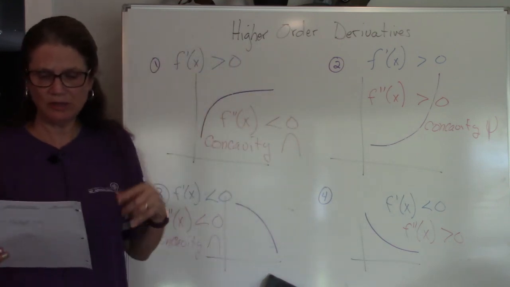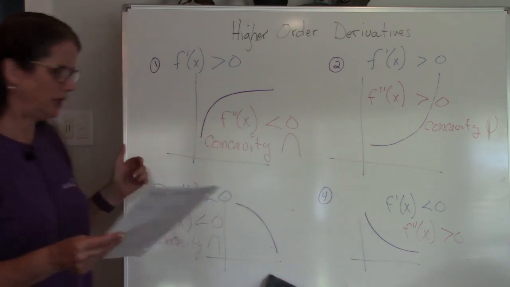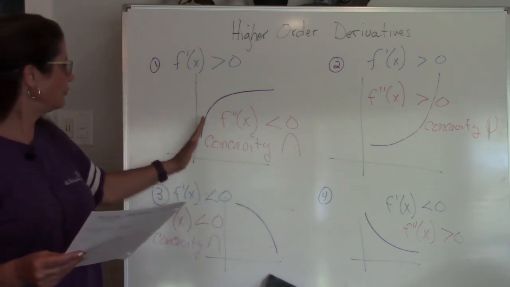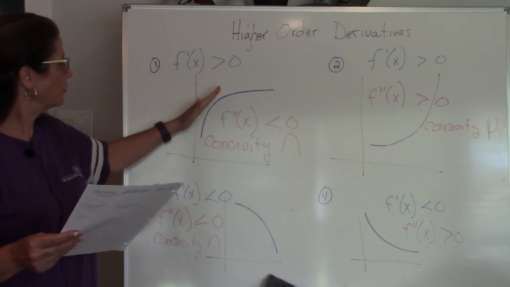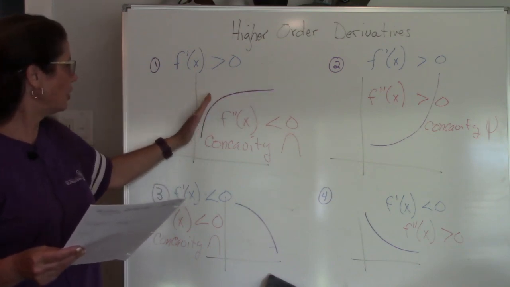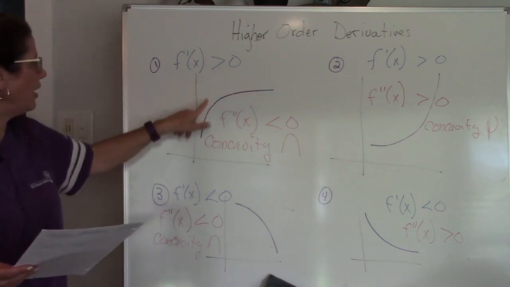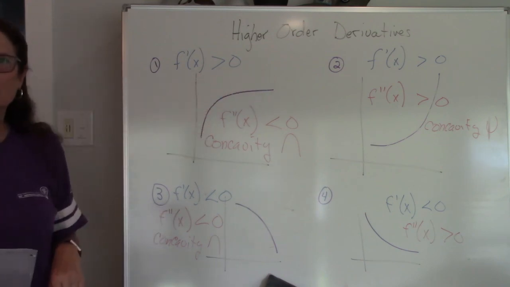And then the last one, the economy is growing, but more slowly. So we have a growing economy. It's growing, but the growth is slowing down. Okay, so I have a strong economy growing, but then the growth slows down. So I have a positive first derivative and a negative second derivative.